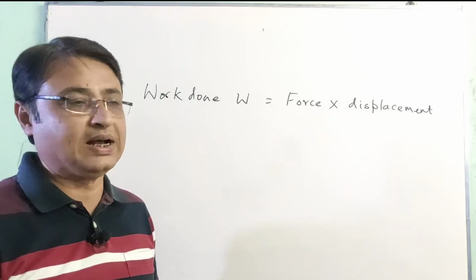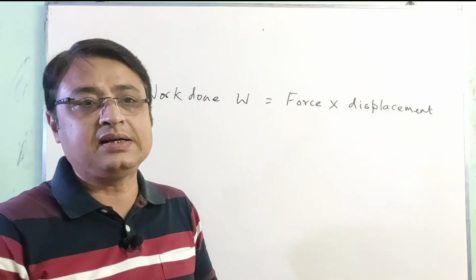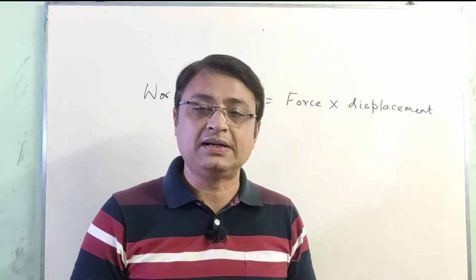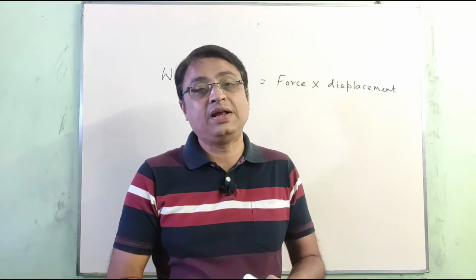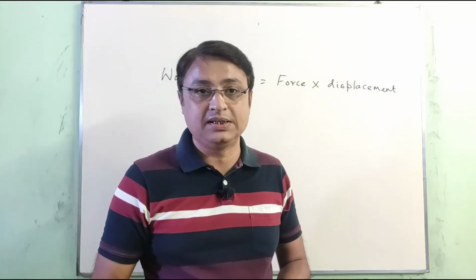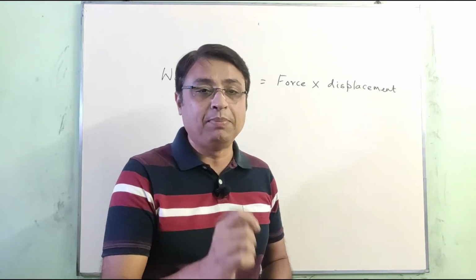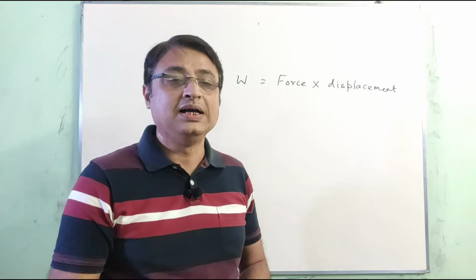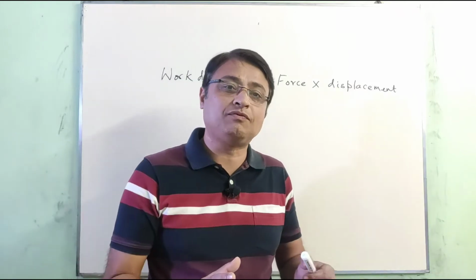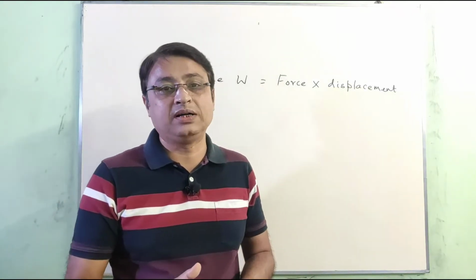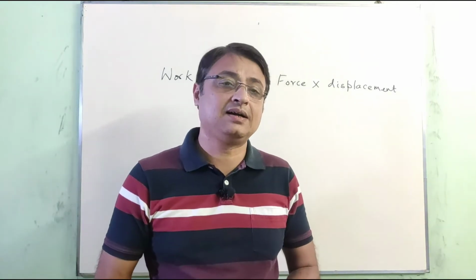Now here, as you can see, two terms, force and displacement, both of them are vectors in nature. You know what a vector quantity is? A vector quantity means that if a physical quantity has both direction as well as magnitude, it is a vector quantity. Force and displacement are both vector quantities, but the work done is simply a scalar quantity. So it should be remembered that both force and displacement are vector quantities, but their product, which makes the work done, is actually a scalar quantity.